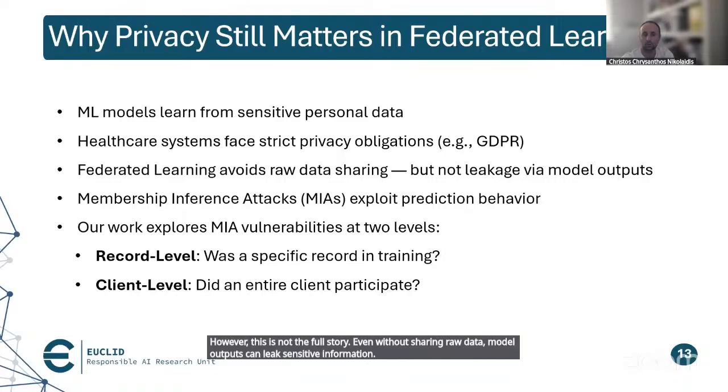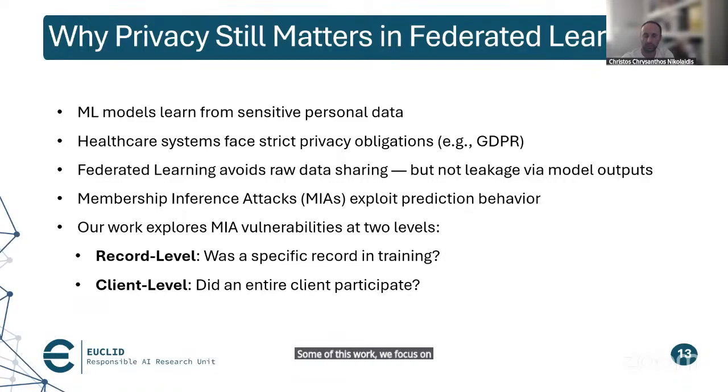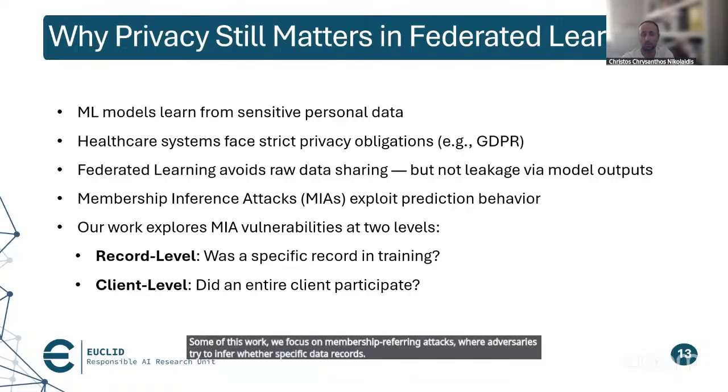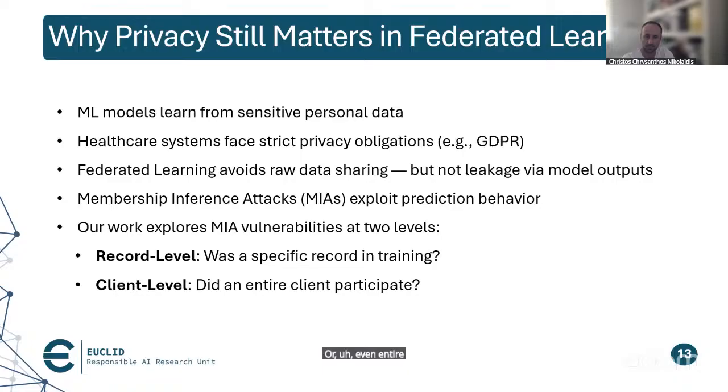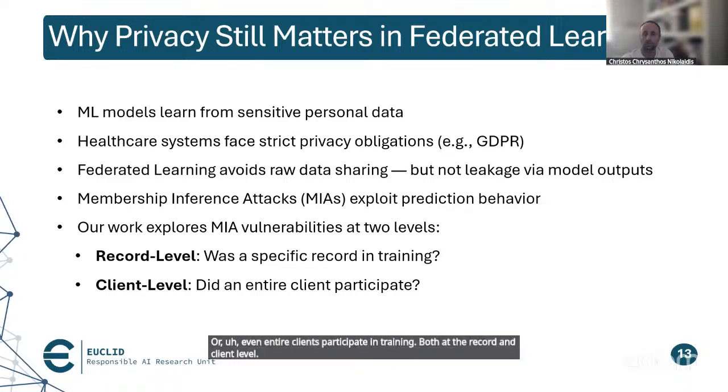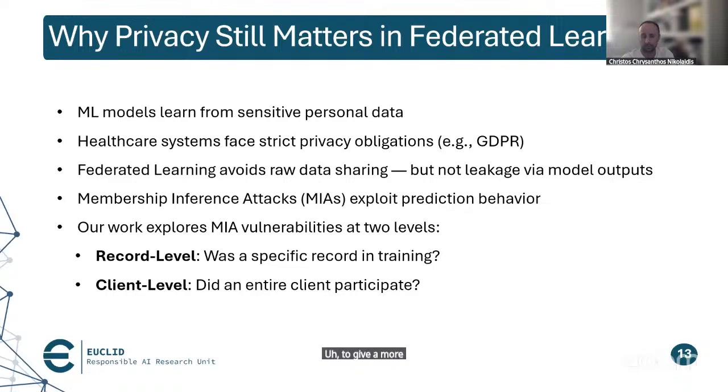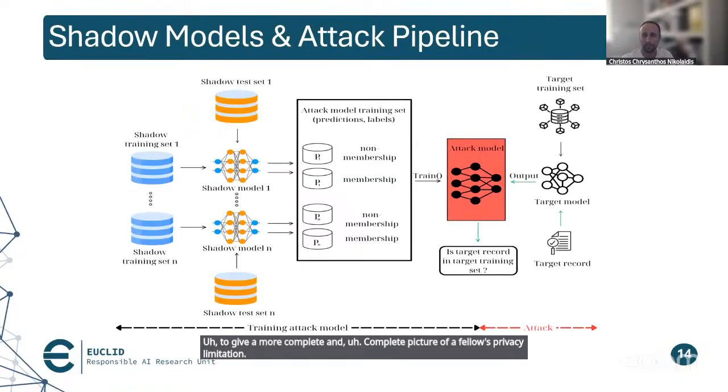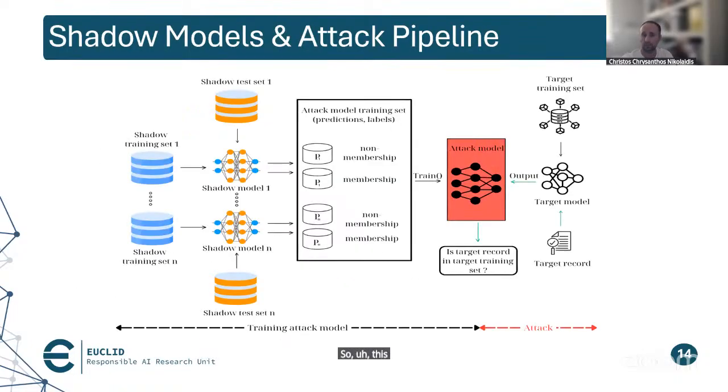So in this work, we focus on membership inference attacks, where adversaries try to infer whether specific data records or even entire clients participated in training. We explore this threat both at the record and client level to give a more complete picture of FL's privacy limitations. This diagram shows the standard shadow model pipeline used in membership inference attacks.